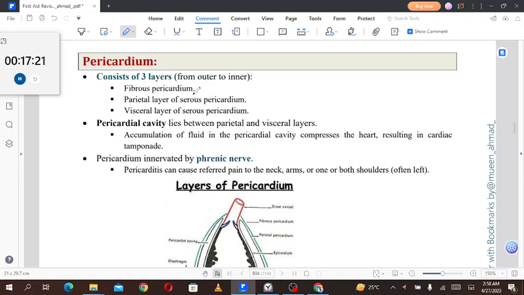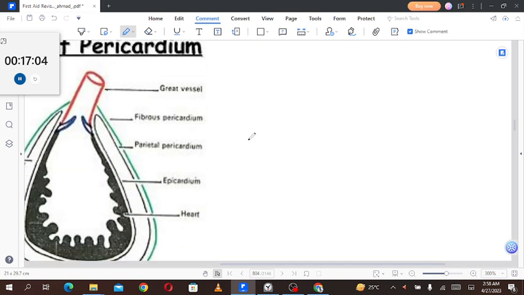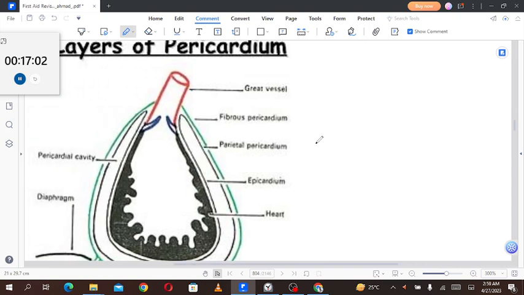Pericardium. Now what is the pericardium? It consists of 3 layers. From outer to inner, firstly we have the fibrous pericardium, then the parietal layer of serous pericardium, and the visceral layer of serous pericardium. The first thing is the outermost structure, that is the fibrous pericardium, as depicted over here. So this is the fibrous pericardium, the green one.